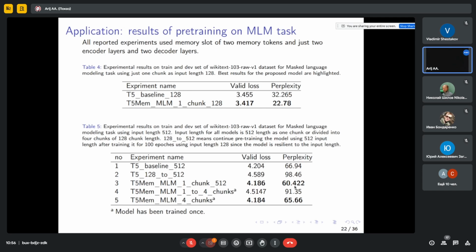Comparing line 3, we can see that the proposed model gave us better results than the baseline, and the reason is explained in table 4. The memory slot has helped to get a better representation for the chunk tokens.